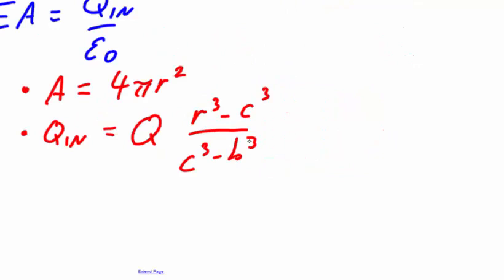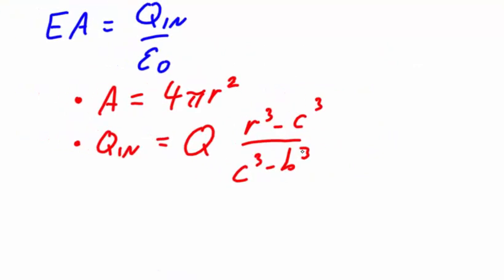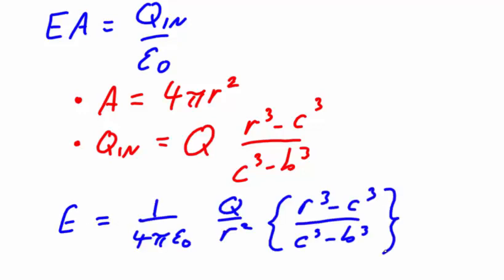Collecting all our terms together, we're then able to plug into the simplified Gauss law, where the integral has become simply EA, and then solve for the electric field, yielding the final result that E is equal to 1 over 4 pi epsilon naught Q over r squared, with the kind of crazy factor with the r cubed minus c cubed over c cubed minus b cubed.